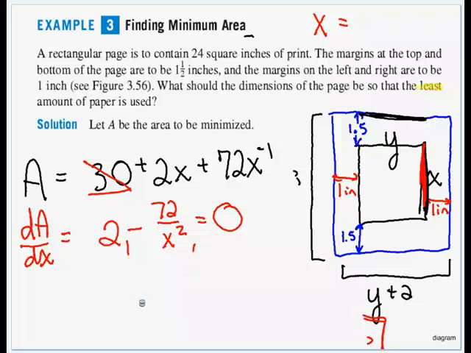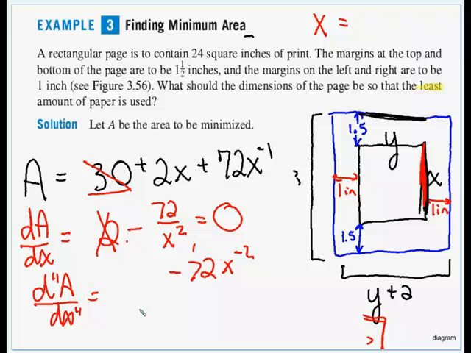Here's our first derivative. If I were to find the second derivative, d double prime, the 2 will derive off. This would be negative 72x to the negative 2. When we take that derivative, we're going to have a positive 144x to the negative 3, or 144 over x to the third. So we have our second derivative.